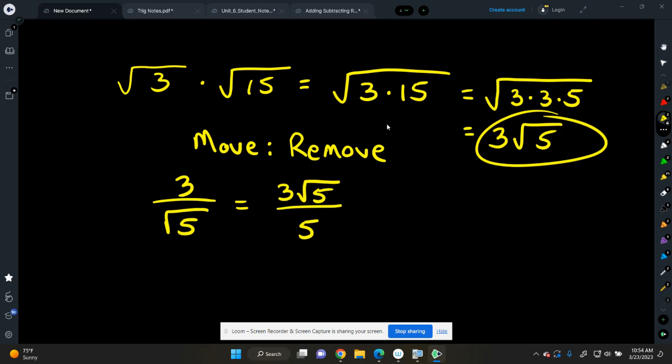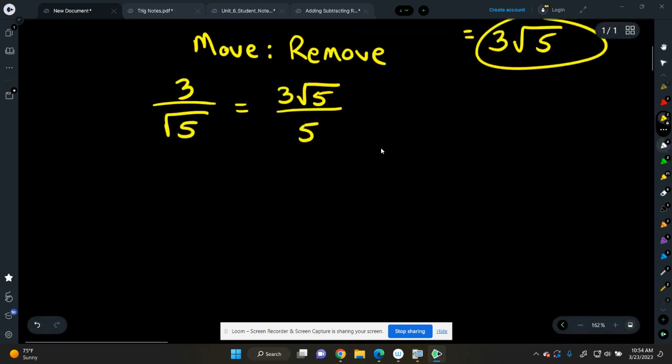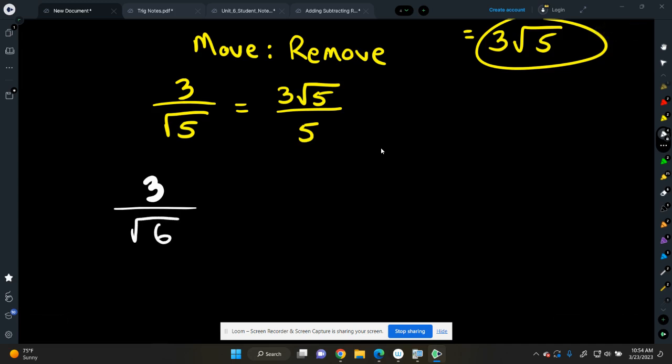The only time it gets more complicated is when we have one that might reduce. So something like 3 over the square root of 6. Now, we cannot reduce the 3 and the 6 because one is inside and one is outside. You can only reduce them when they're both outside or they're both inside.